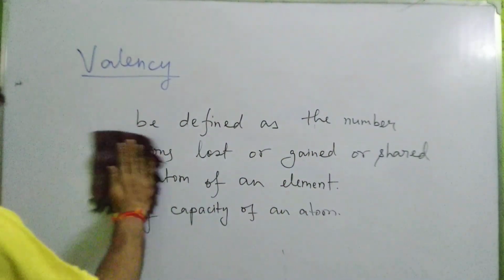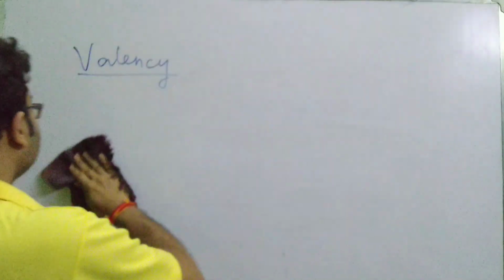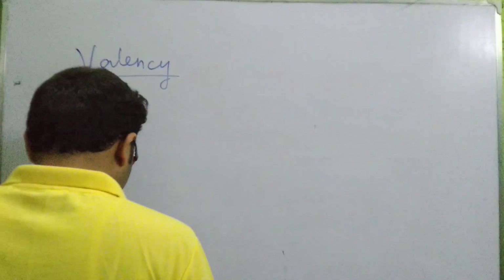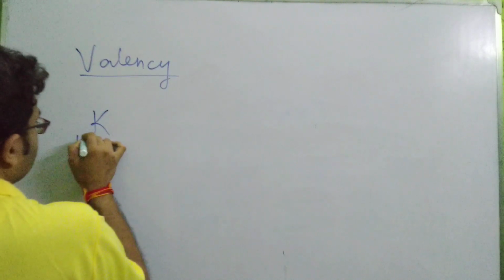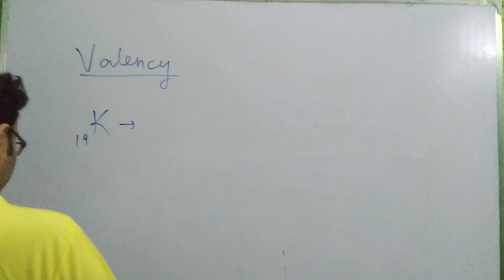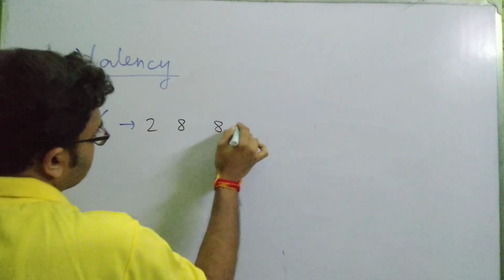Okay, so I think you have written this. If not, please pause the video and do note it down. Okay, so consider you have a potassium atom. Potassium has an atomic number of 19, so it has a configuration of 2, then 8, then 8, then 1.